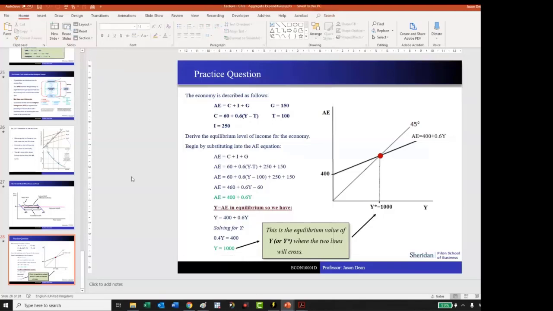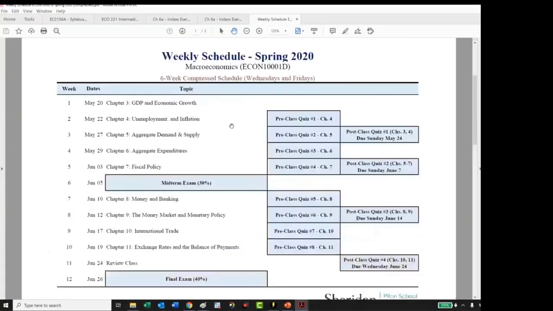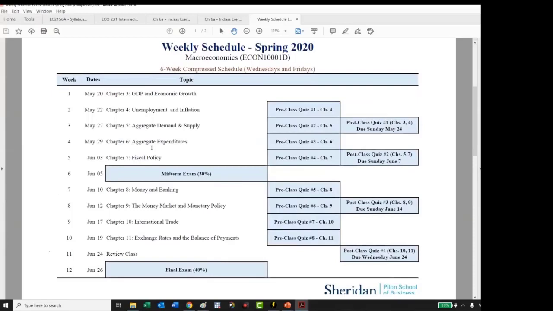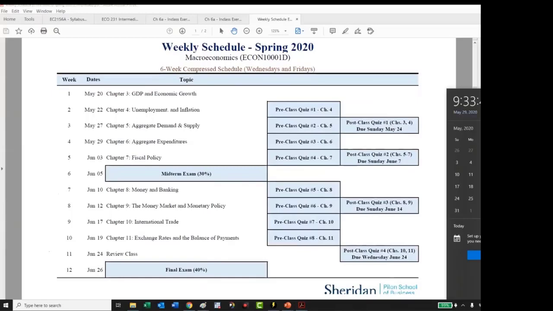And let's just take a peek at our weekly schedule. Can everyone see the weekly schedule? So we've covered Chapter 6, Aggregate Expenditures. Our next class, which is next Wednesday, June 3rd, we're going to discuss fiscal policy, and then next Friday we will have the midterm exam.